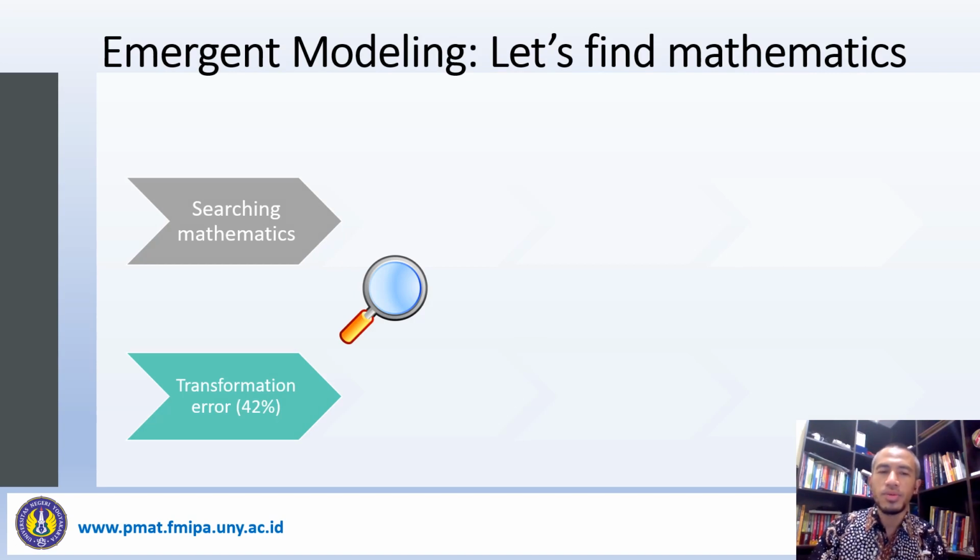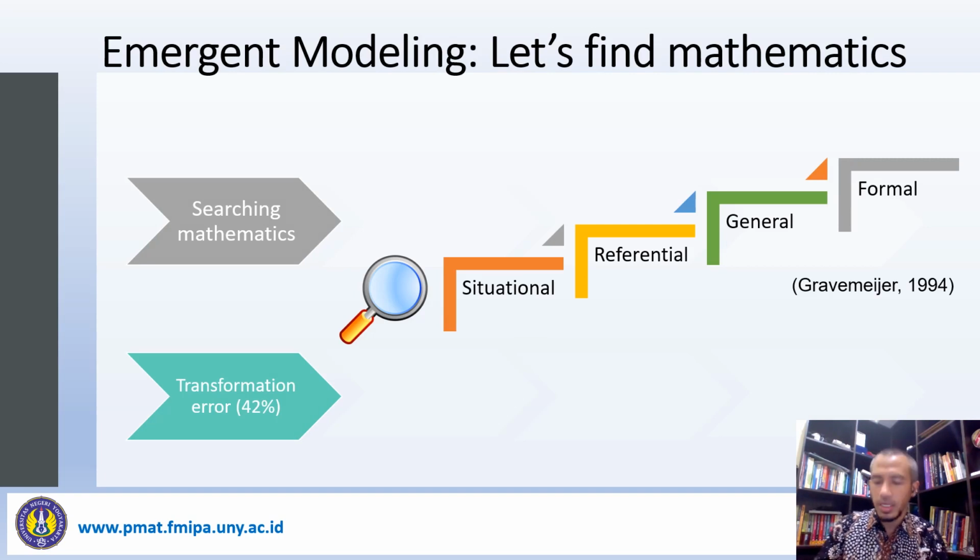In relation to the searching mathematics, I would like to connect it to the idea of emergent modeling proposed by Gravemeijer. Gravemeijer mentioned that if students work with real-world problems, there are 4 levels of modeling. The first level is situational, which means that students are really doing in terms of the context, in the situation or the context of the problems.